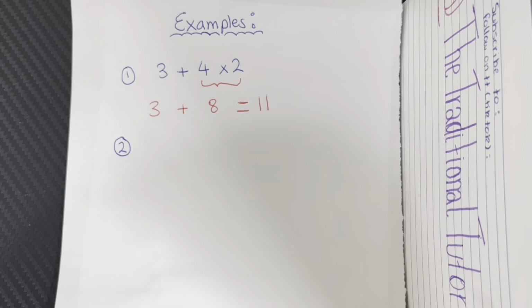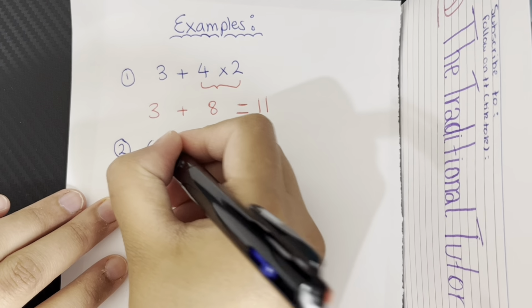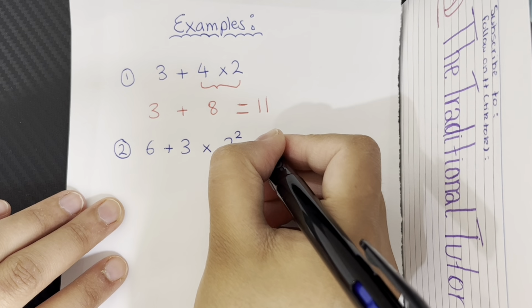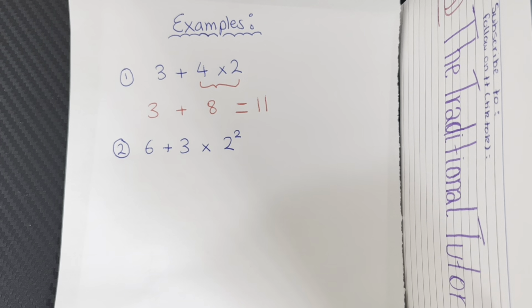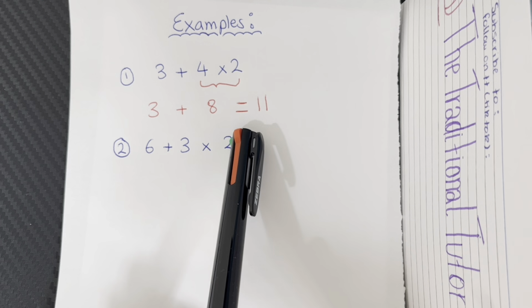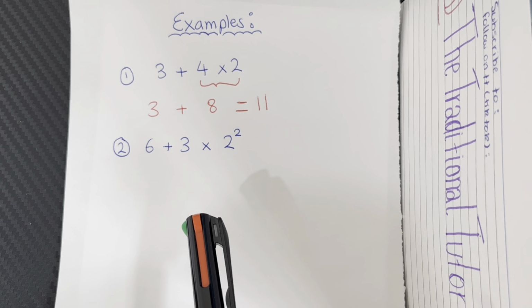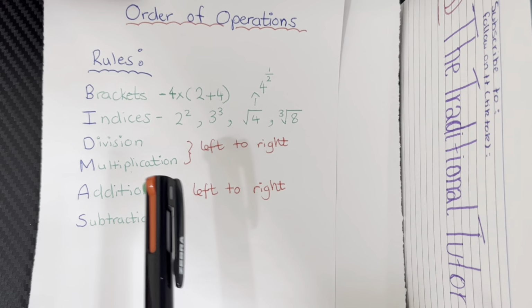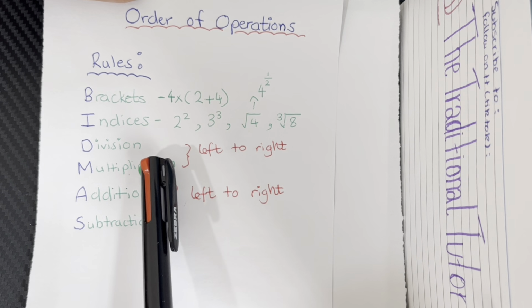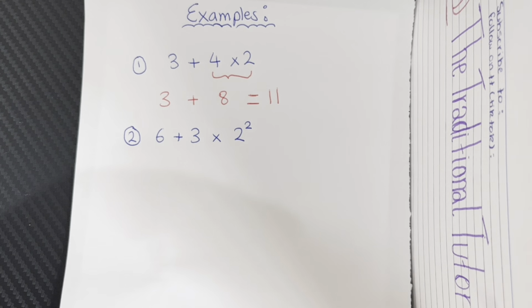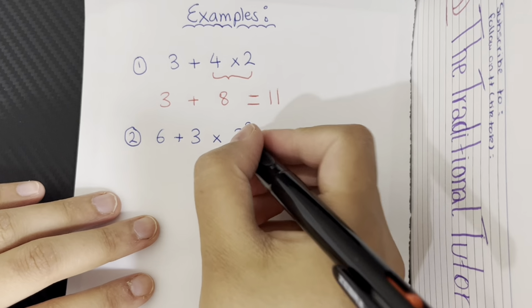And then example 2, we'll be looking at 6 plus 3 times by 2 squared, okay? In this question, we've got the function of addition, multiplication, as well as a power. So we've got indices as well in this question. If we go back to our rules of BIDMAS, we know that we are meant to be doing our indices first before our multiplication or our addition, okay? So that means we'll be looking at doing your 2 squared first.